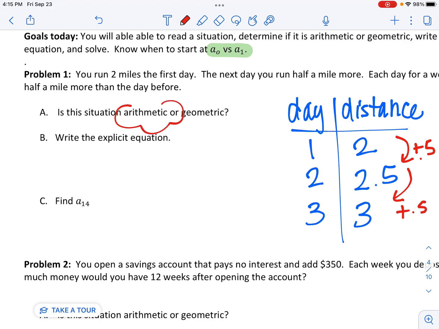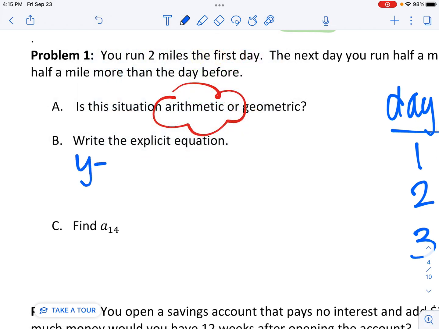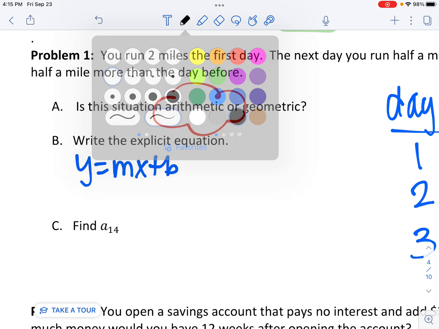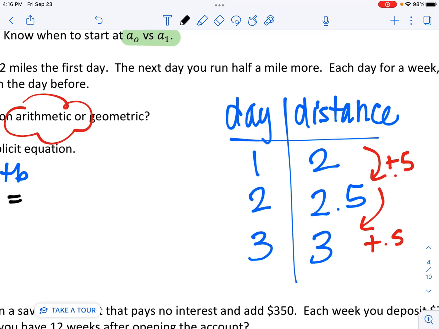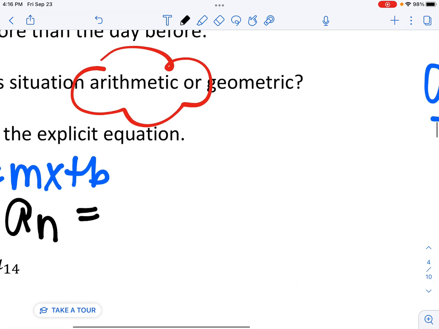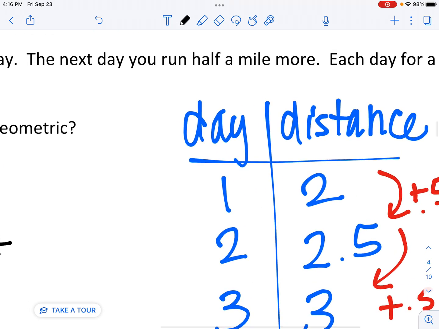So that would be arithmetic, and the common difference would be 0.5. So the explicit equation, again, you should be thinking slope and y-intercept. Y equals mx plus b. But if you write that in recursive or explicit notation that we've been using, we would say, a sub n, to find the number of miles run any day, you would add half a mile for each day that you run. There's the slope, 0.5n.